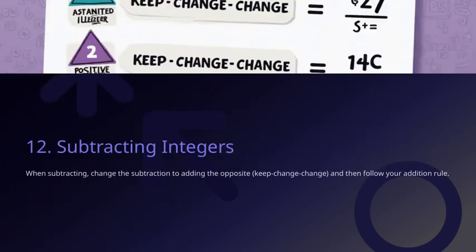Let's talk about subtracting integers. When you see a subtraction problem, remember you can change it to an addition problem. The key idea here is the keep-change-change rule. First, keep the first number the same. Then, change the subtraction sign to addition. Lastly, change the second number to its opposite. If it's positive, make it negative. If it's negative, make it positive. After that, you just follow your addition rules to solve it. This approach makes subtracting integers much easier because you're really just adding the opposite. Keep this in mind as a helpful trick to simplify your work with integers.